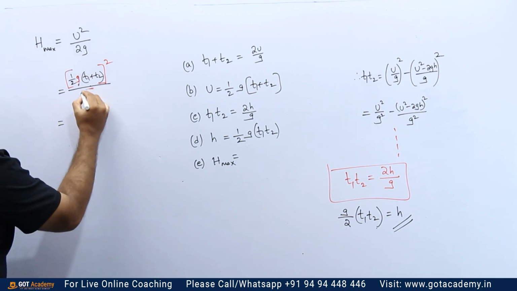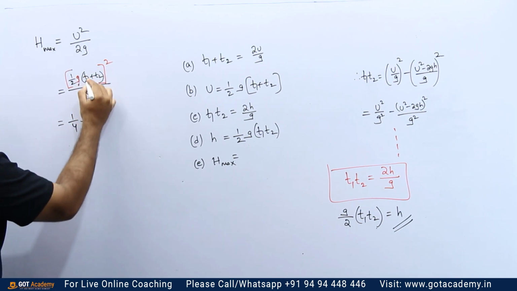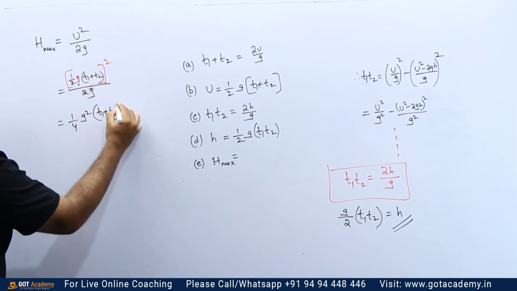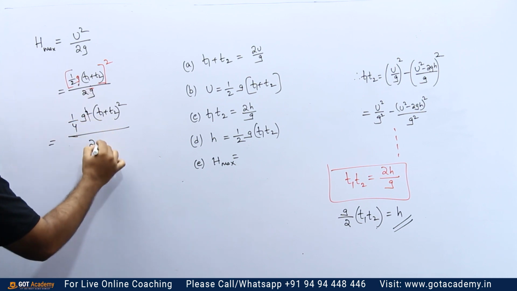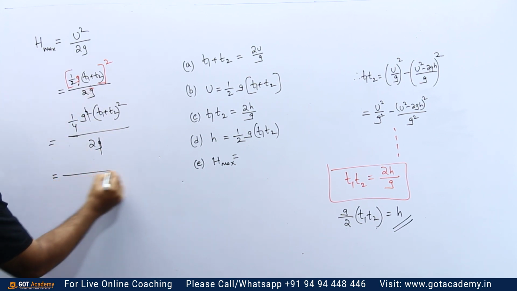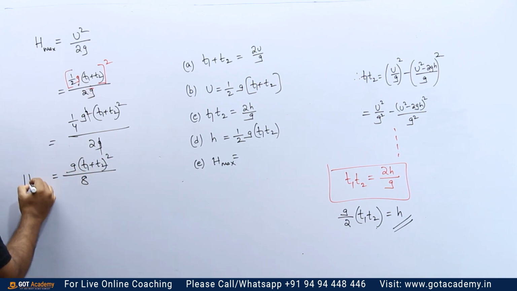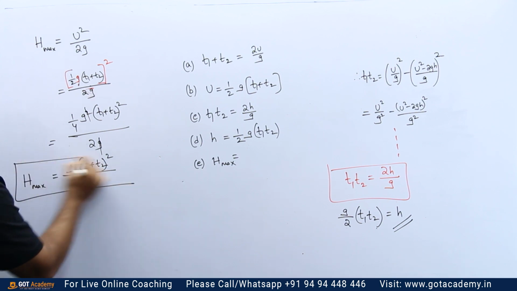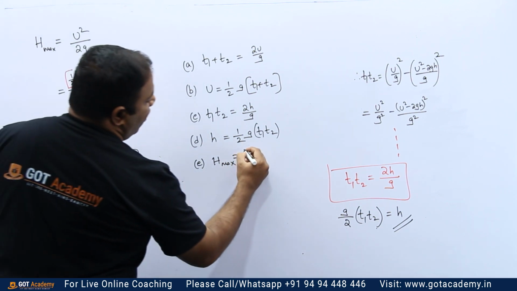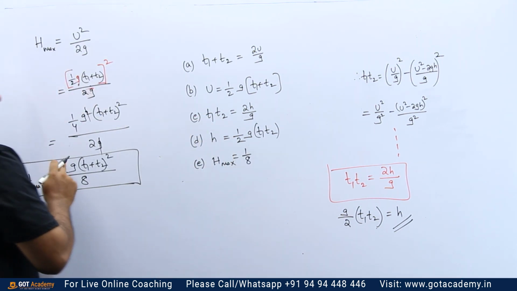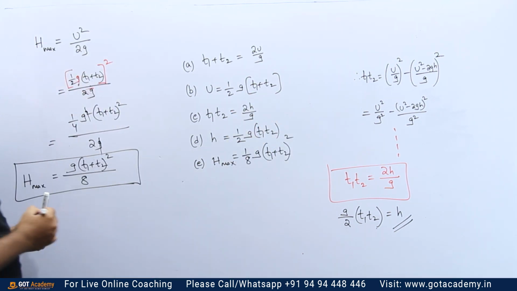So what I get here is that half squared, that is 1 by 4 g squared (T1 plus T2) whole squared, which is again divided by 2g. This is what I am getting. So this g has been cancelled. 4 is coming down, so this will become 8. So finally the maximum height that was reached by the projected body is given by 1 by 8 times g into (T1 plus T2) whole squared. Understood?